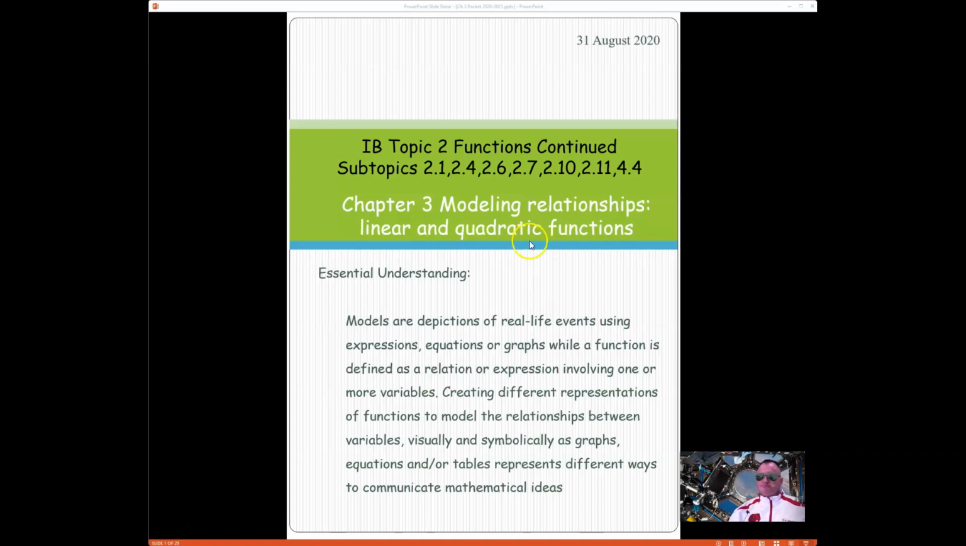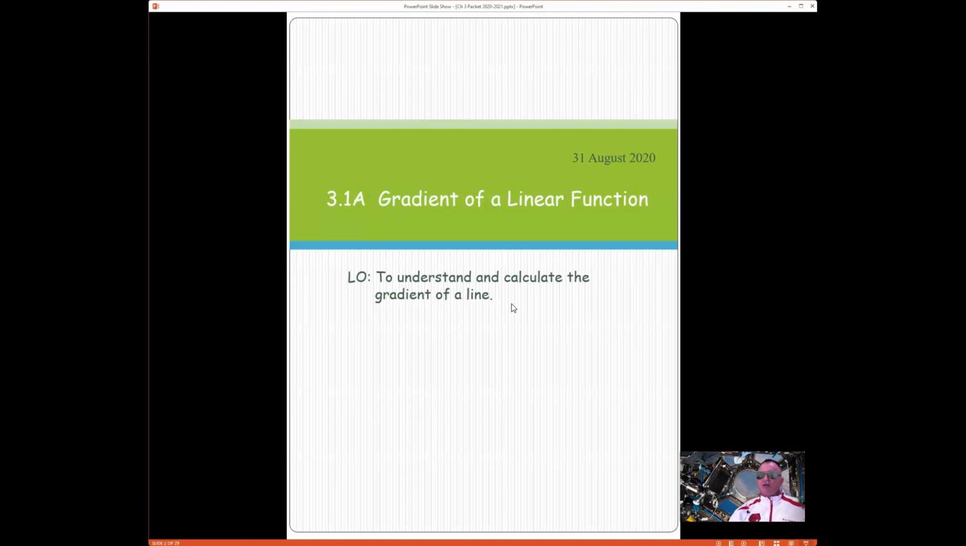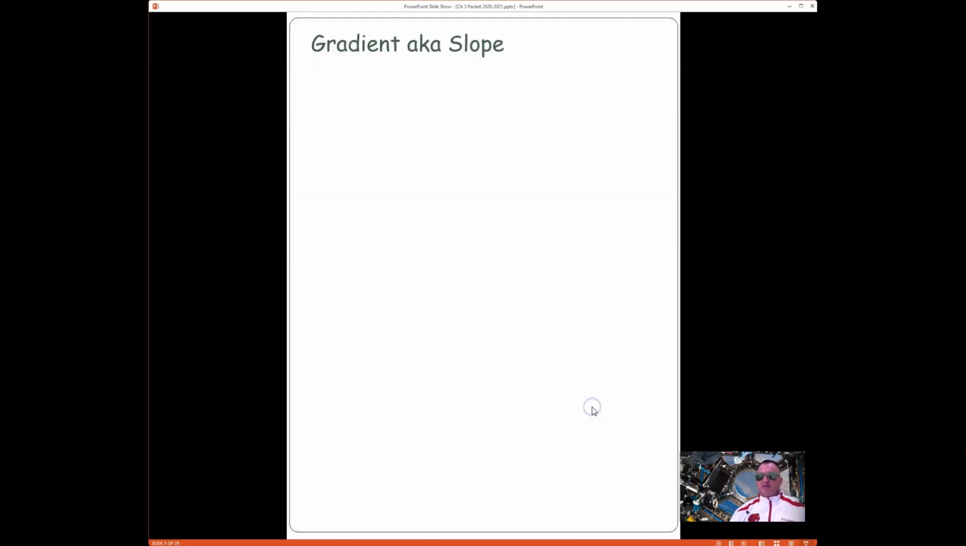All right. So today we're going to look at a gradient. Now, gradients, guys, of a linear function. Linear is just a line. A gradient is the slope. So in the world of IB and in other parts of the world, instead of using the word slope, the word gradient is used. They mean the exact same thing. So gradient, aka slope, same thing.